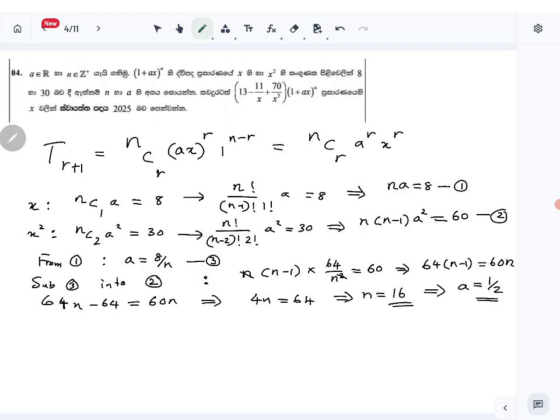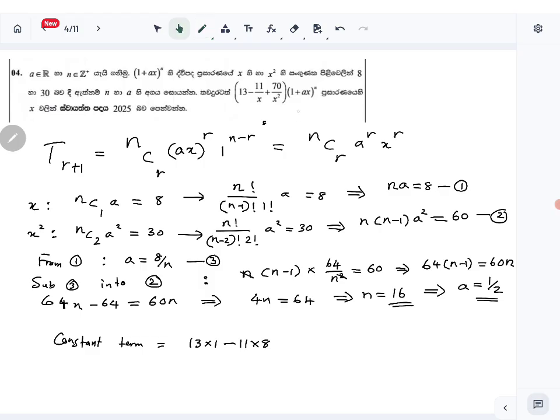Then the second part is to show that the constant term in this expansion is 2025. So what are the ways you can get the constant term? We'll write them out. The constant term can happen in 13 into 1. Then minus 11x into the x term. So minus 11 into what? What's the coefficient of x that is given to us? No? So we don't need to find it. That is 8. So minus 11 into 8.